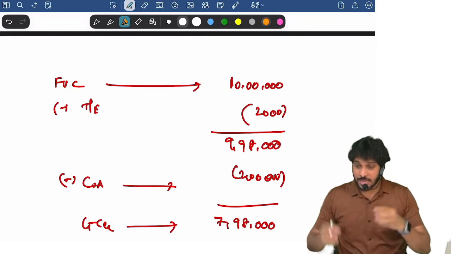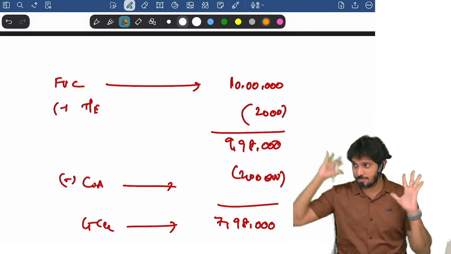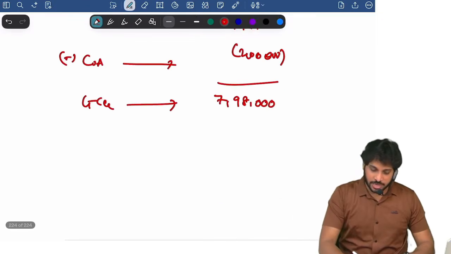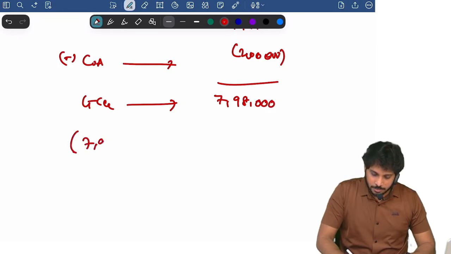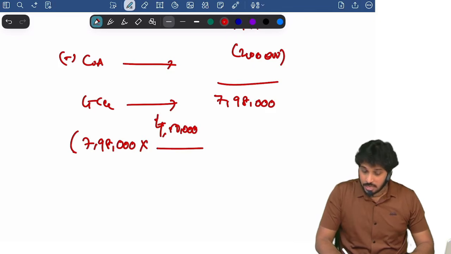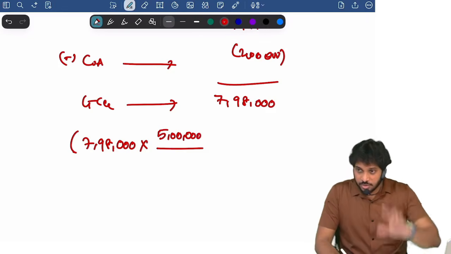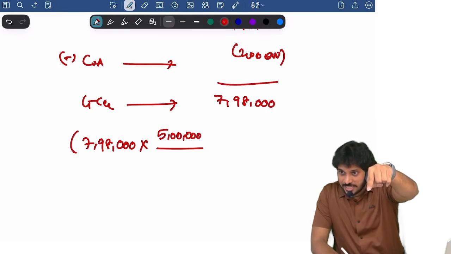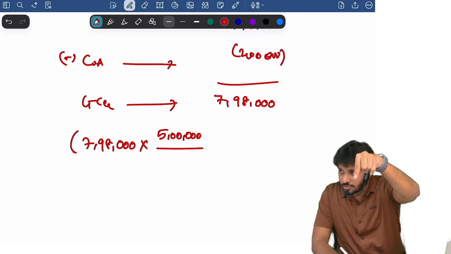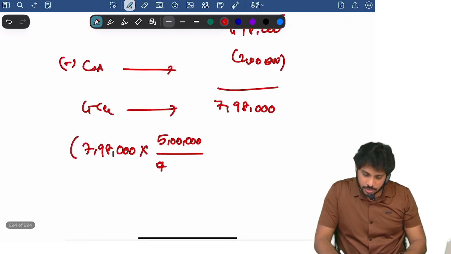54F is applicable. Exemption is linked with the amount invested by net consideration proportion. How much is the amount invested in capital gain account scheme? By the way, how much is exempted? Capital gain multiplied by amount invested, 4,50,000 divided. How much invested? Sorry, 5 lakhs. How much invested? 5 lakhs. Amount invested in the new asset before the due date for filing IT return, or amount deposited in capital gain account scheme before the due date for filing IT return, divided by net consideration. Net consideration 9,98,000.